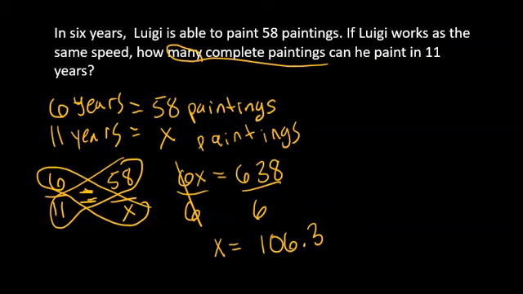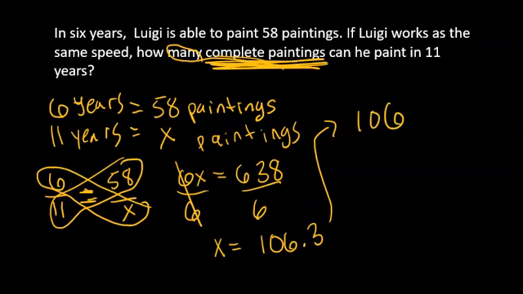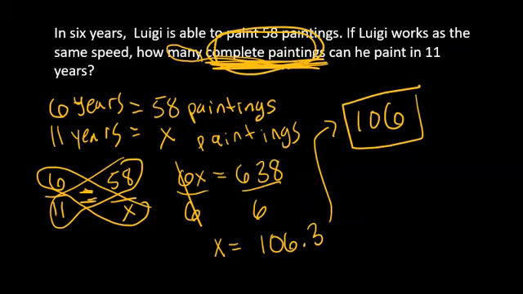So here's the thing. This is not the final answer, 106.3, because it's asking me for the complete paintings, right? Complete paintings. That means he can produce 106.3 paintings. He needs to show full paintings. He can't just show up with like half a painting, right? 0.3 is like a third of a painting, or basically just not a finished painting. So how many can he actually show me? He can only show me 106 completed pieces, right? So that was a little bit of a trick they put in there, right?